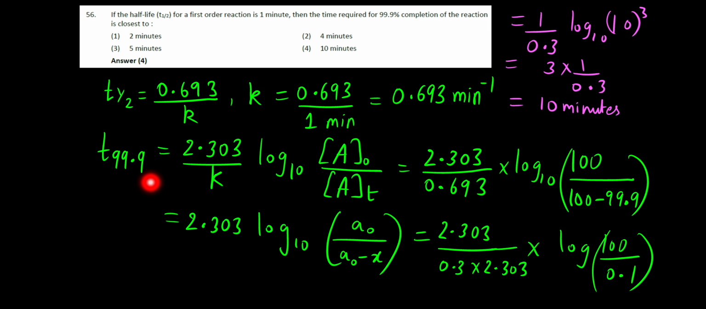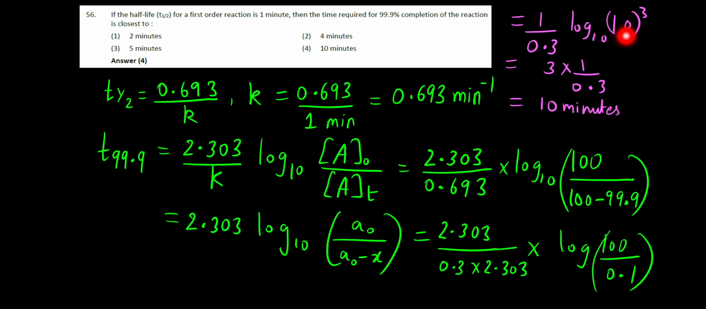Okay, so T 99.9 will be, this is a formula, A0 is the initial concentration, AT is the concentration left after time T. So that we can write it as A0 divided by A0 minus X. X is the amount that is reacted. So A0 is 100 and the reacted amount is 99.9. Solve this, it comes out to be 1000. Okay, 100 divided by 0.1, 1000. 1000 I can write as 10 raised to 3.